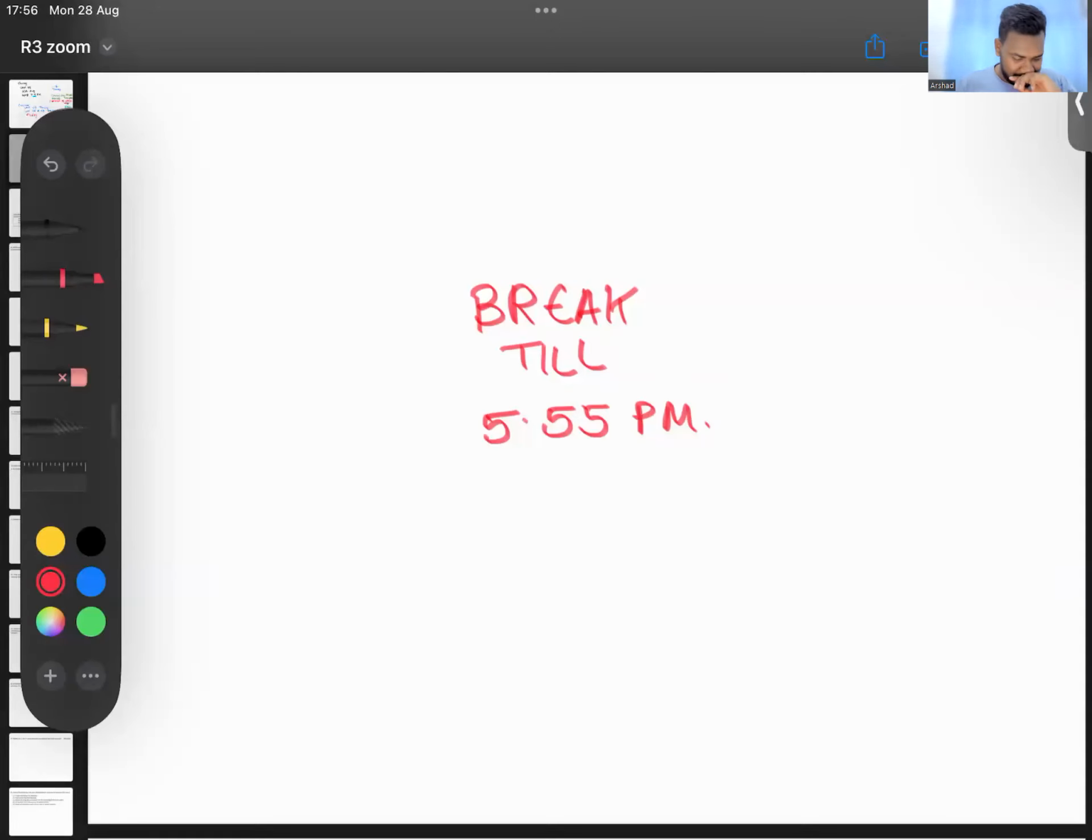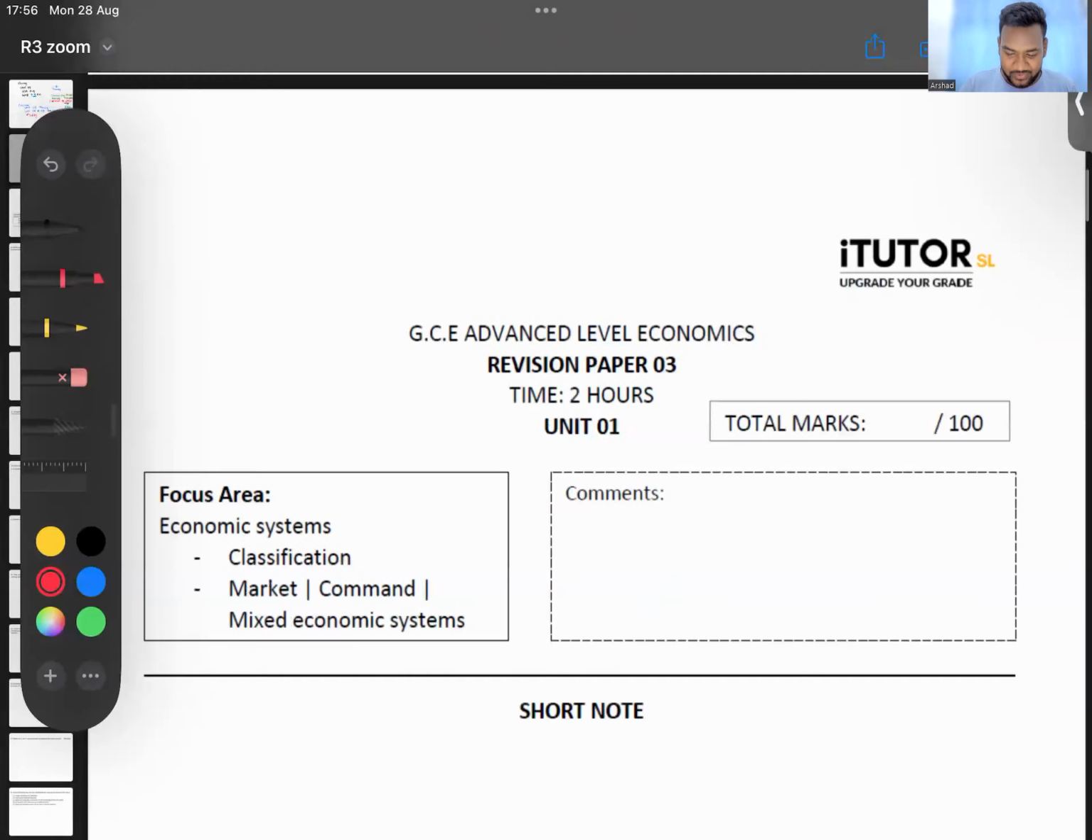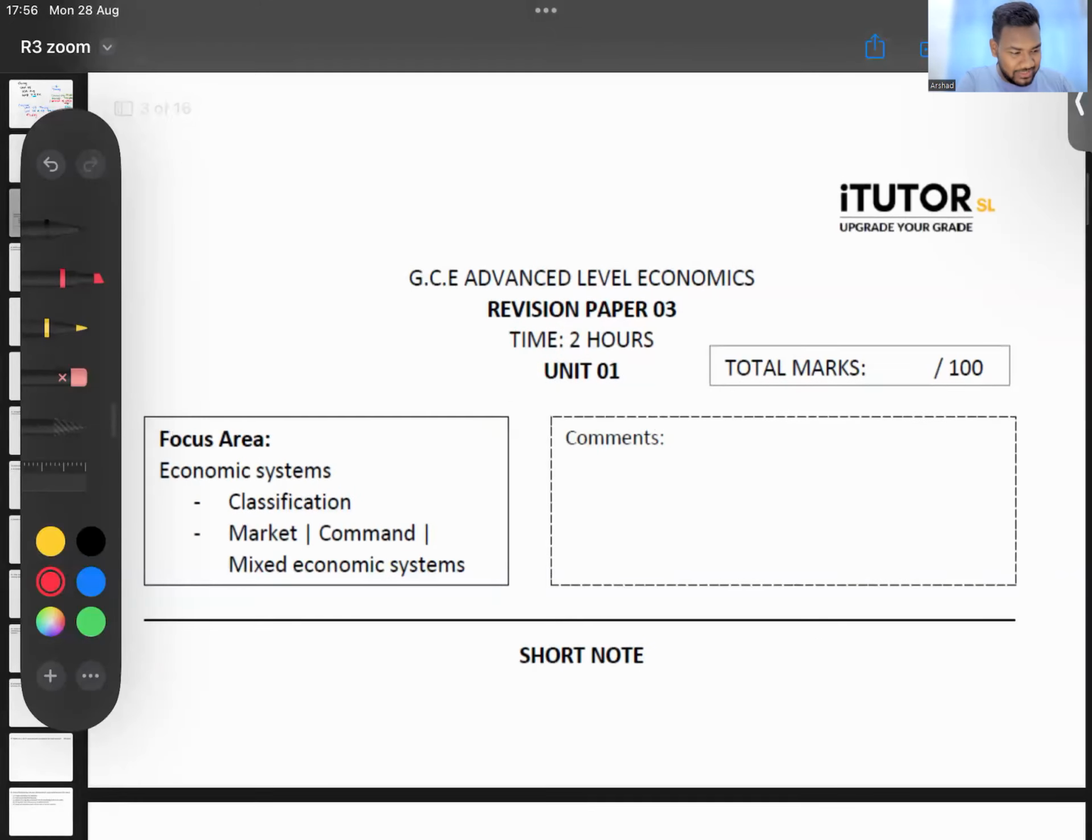Okay, right. We'll start with the paper. So after the break, we are back. We'll start with revision paper number 3. Okay. So we'll start with this paper.